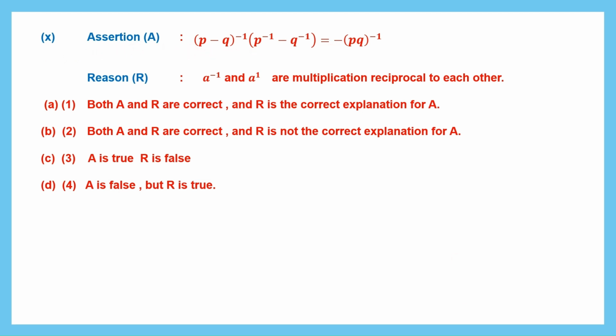So let's write this down and see what we're given. We're given (p minus q) raised to the power of negative 1 into p raised to the power of negative 1 minus q raised to the power of negative 1, and this is equal to negative (pq) raised to the power of negative 1. So first let's analyze the left hand side. Let's simplify this and see whether we get the same thing as the right hand side. So let's work on this. Now we know that when any integer is raised to a negative power, to make that a positive power, you write the reciprocal of this. That is, here in this case, negative p by q.